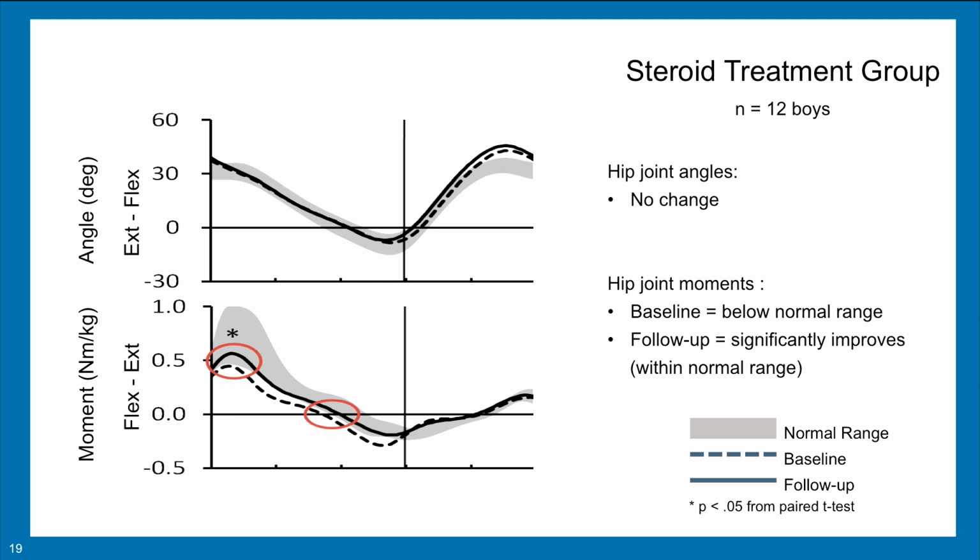Now when we look at the steroid treatment group, again, we do not see very much difference in the motion just by looking at the child. But when we look at the joint moment, we see that it is reduced at baseline, but now with steroid treatment, it moves up, it increases, and it's now within normal limits. And also the duration, which was reduced initially at baseline, a year later with steroid treatment is now within normal limits. So we did see a significant improvement for the peak moment here.